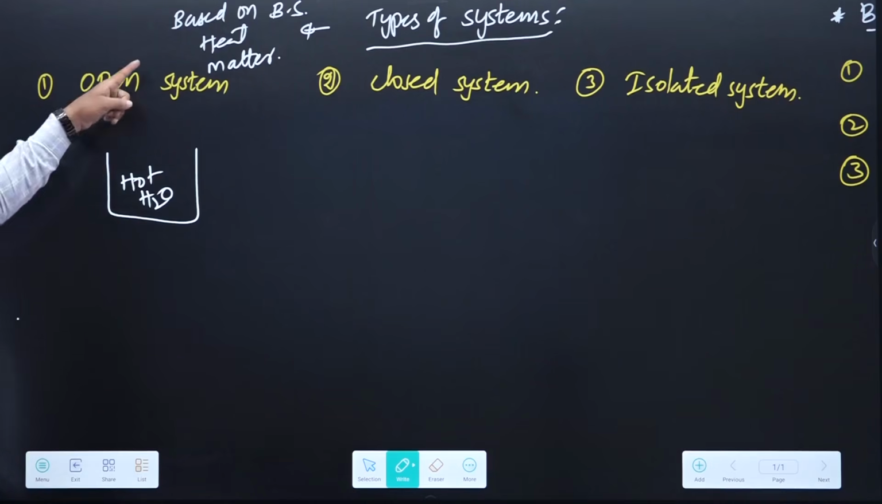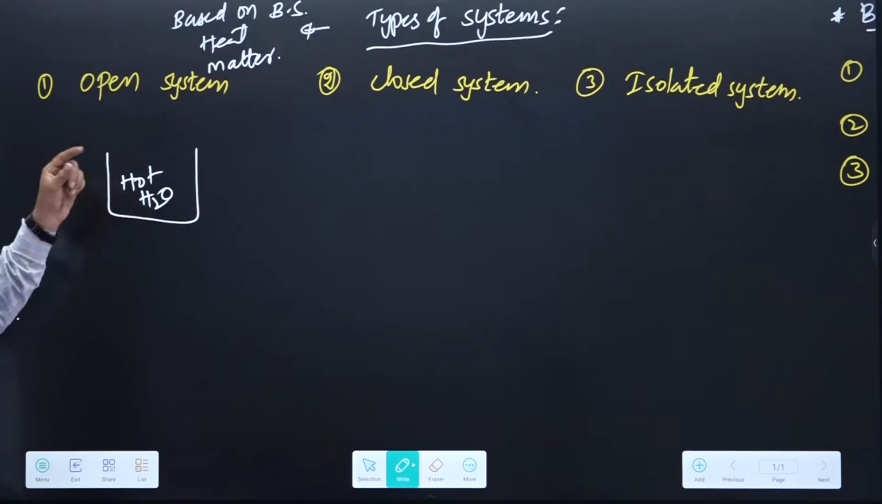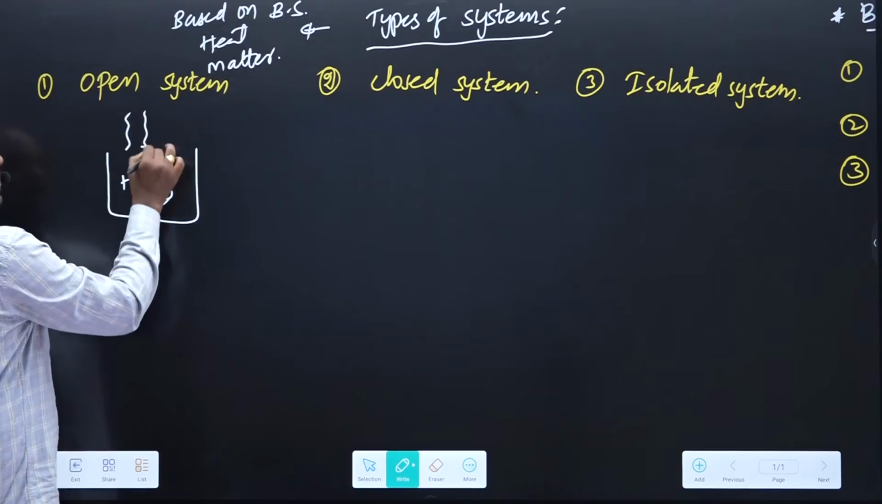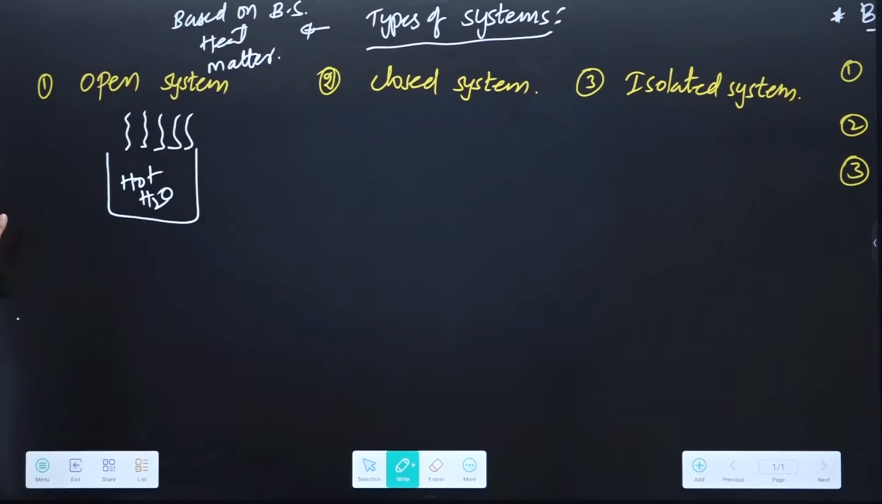So, does a change of heat take place or not? Yes, there is a change of heat energy. And what about matter? How much water did we take? Is the same amount of water still there or not? No, a little bit of water will vaporize, right? Because of the hot nature, some amount of water will vaporize. Therefore matter will be changed.